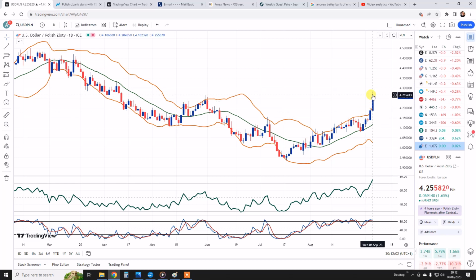Now, this is caused by the Central Bank of Poland cutting interest rates by 75 basis points. The market view was 25 basis points. So the 75 basis point cut has seen the USD surge on the PLN. However, you can still play this one from the long side.